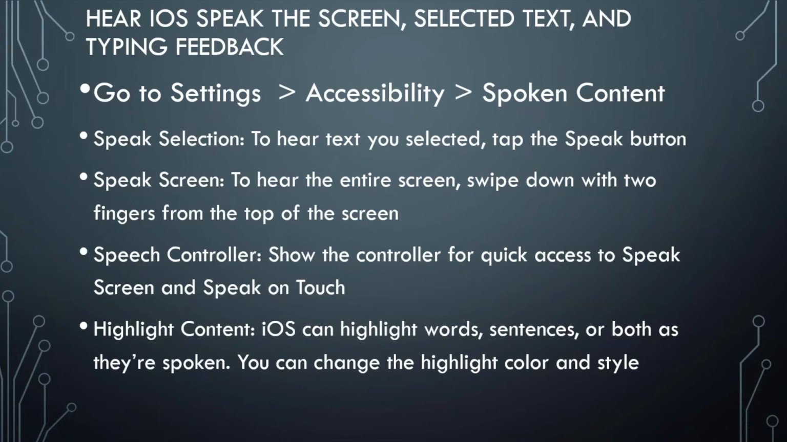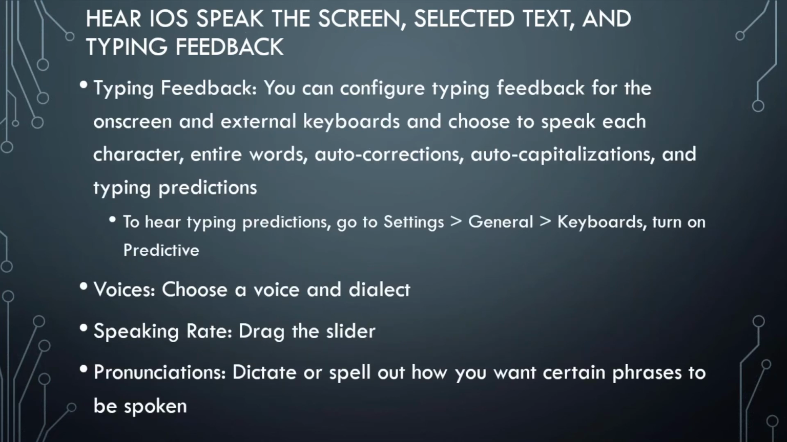You can also highlight content. So iOS can highlight words, sentences, or both as they're spoken. You can change the highlight color and style as well. Okay, for typing feedback, you can configure feedback for on-screen and extended keyboards and choose to speak each character, entire words, auto corrections, auto capitalizations, and typing predictions. If you wanted to hear that, you would go to Settings, General, then Keyboards, and you would turn on Predictive.